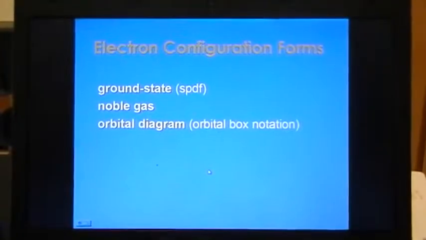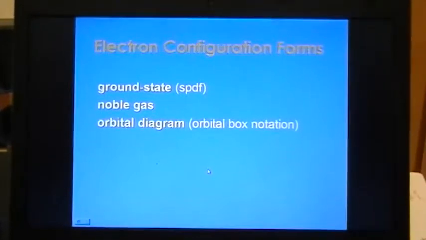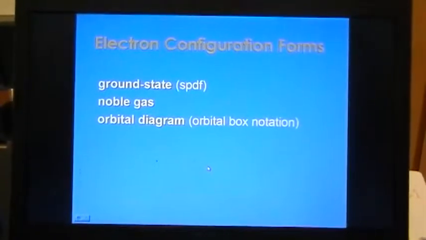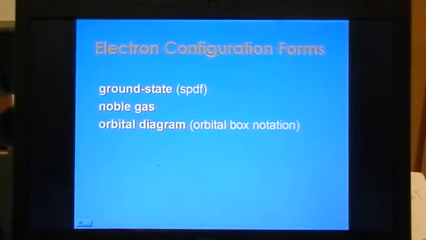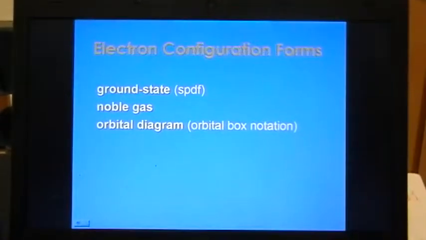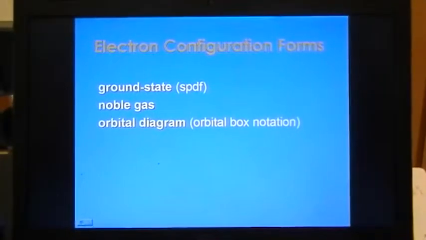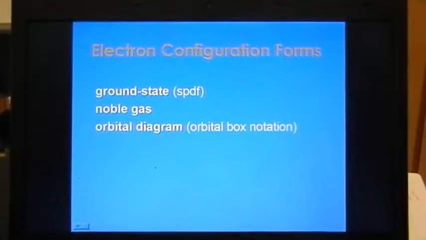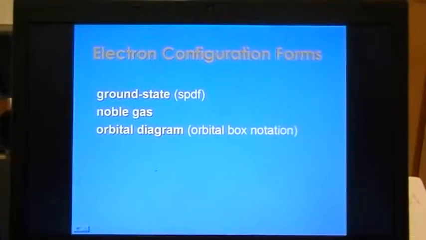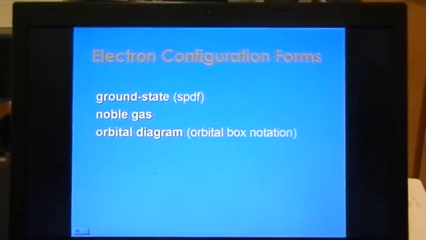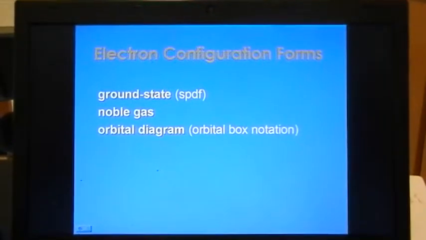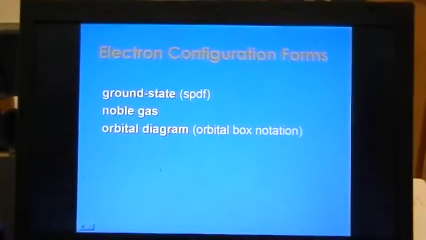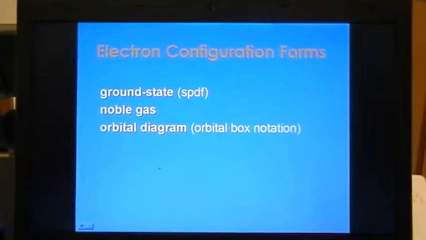So there's three ways in which we can write electron configurations. We can write them in the ground state, we can write them in an abbreviated form known as noble gas, and we can write them with orbital diagrams. Your textbook refers to the ground state as spdf, and the orbital diagram is orbital box notation. The ground state and noble gas notations don't specify exactly where the electrons land within orbitals of equal energy, whereas in the orbital diagram you can physically see the electrons, so that's why we have the different ones.